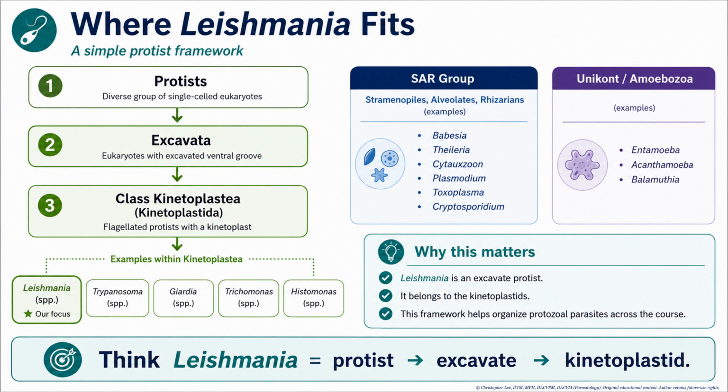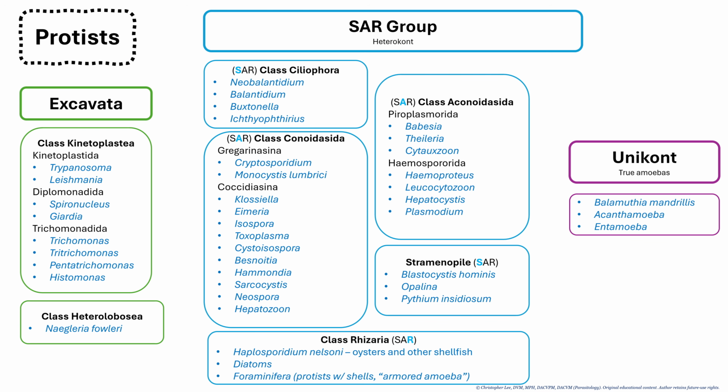Taxonomy builds framework. This expanded framework shows why we use simplified models. The full protist landscape is broad, and veterinary parasitology touches many branches. You can see excavates on the left, including kinetoplastids such as Trypanosoma and Leishmania, diplomonads such as Giardia and Spironucleus, and trichomonads such as Tritrichomonas and Histomonas.